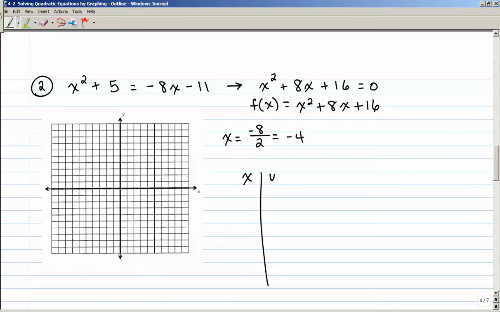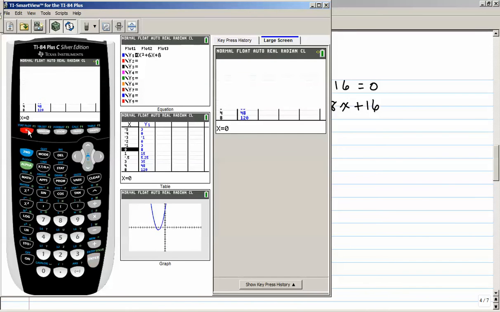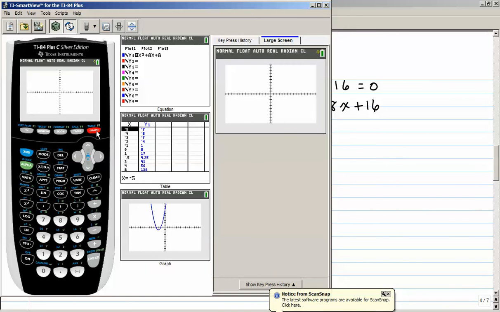Let's make the table. Negative 4 goes in the middle. 2 x's that are smaller, 2 x's that are larger, and let's use the calculator to do the math for us. So I have x squared plus 8x plus 16. I could actually graph it from here and see what it looks like and see what's going on. That looks interesting. Let's take a look at our table and see what's happening.